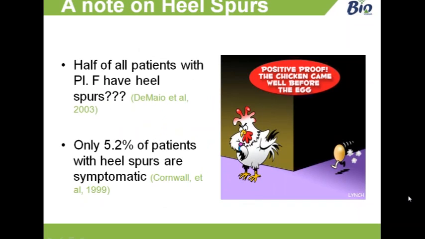Now here's one for you. How many patients get it stuck in their heads that it's the spur that's digging in and that's what's causing the problem, because that's what they've been told, or they've been told they've got a heel spur because for whatever reason they've been x-rayed.